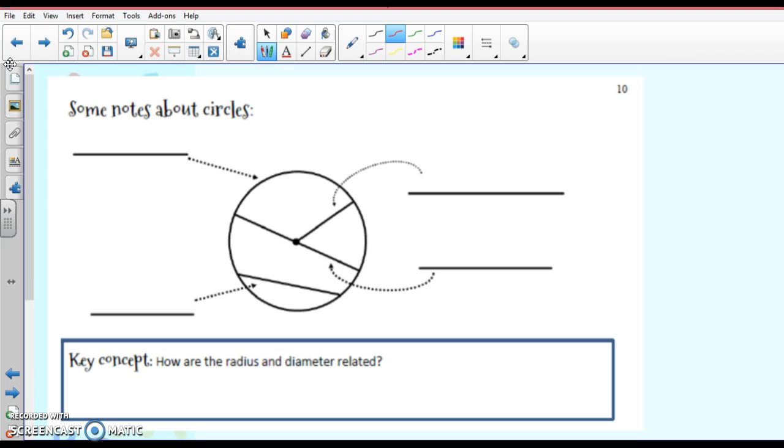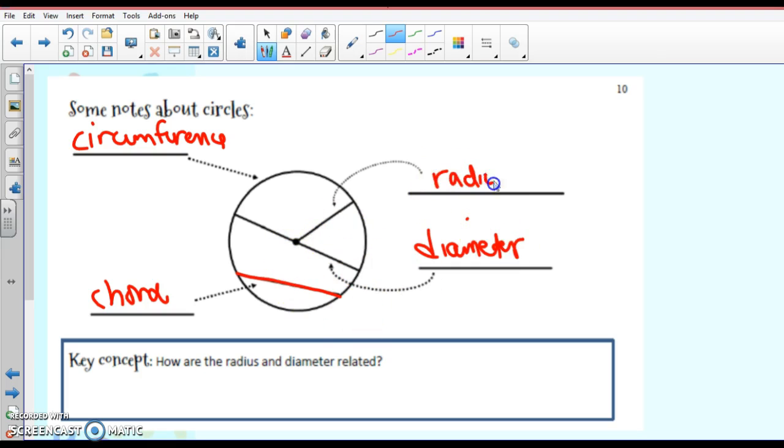Okay, circles. The outside edge of a circle is called the circumference. And we're going to talk about that another day. Circles don't have perimeter, they have circumference. A line segment that goes from one side of the circle to another is called a chord. Now, this is a very special line segment. It goes from one side to another, straight through the center of the circle. That is a diameter. And from the center of the circle to the edge is a radius. And the radius is half of the diameter.